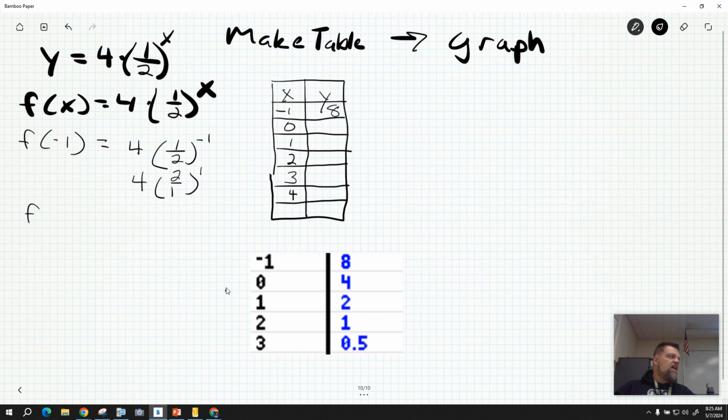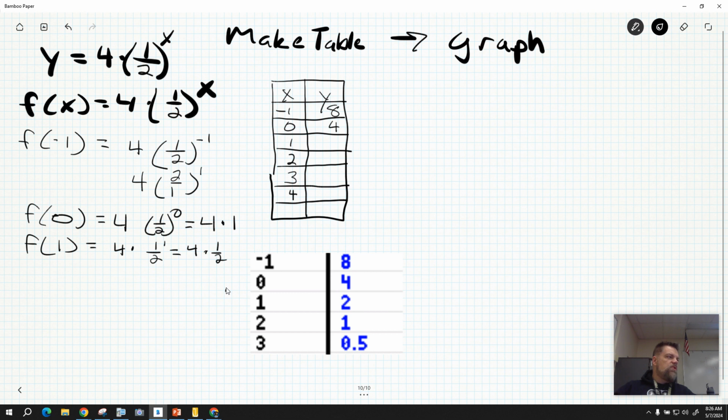And then if I say f of 0, that just becomes 4 times 1/2 raised to the 0, which is really just 4 times 1. That's where the 4 comes from. And then if I say f of 1, that's going to be 4 times 1/2 raised to the 1, which is just 1/2 of 4, which is 2.